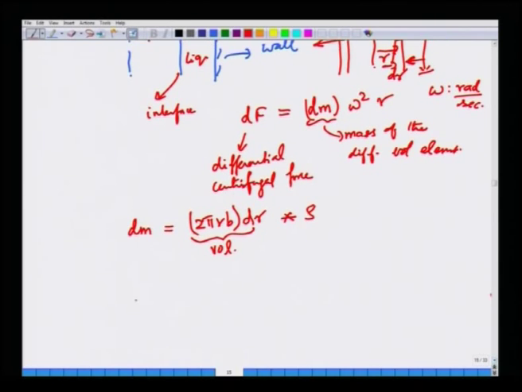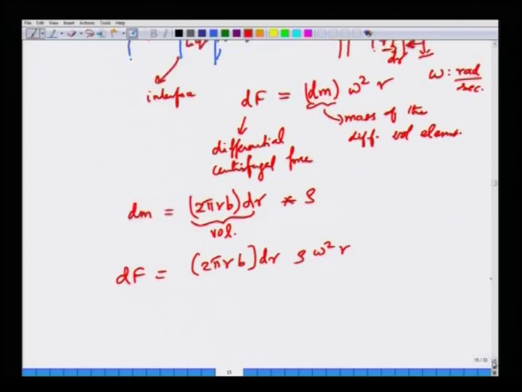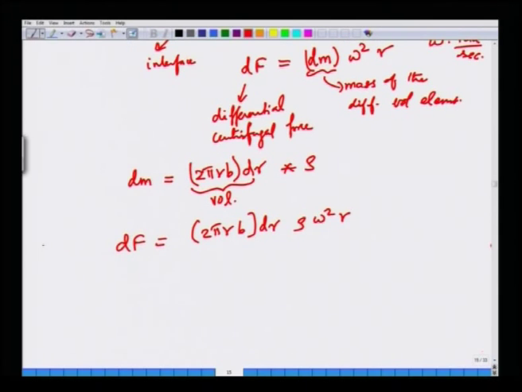So, dF is nothing but 2 pi r b dr times rho times omega squared r. This is the differential force on a volume element due to centrifugal forces due to rotation.